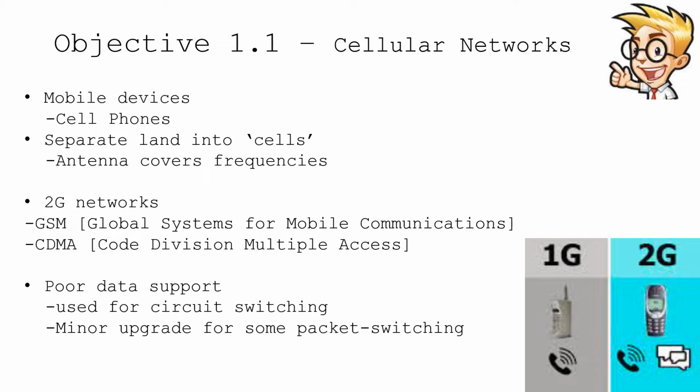Some of the original cellular networks were called 2G networks, and they consisted of two global standards. One of these standards was GSM, or Global System for Mobile Communications, and the other is CDMA, or Code Division Multiple Access. Both of these standards were very good for voice communication, but they had very limited support for sending data over these wireless networks. They were originally circuit switch networks and really had to be upgraded to allow some type of data connectivity.